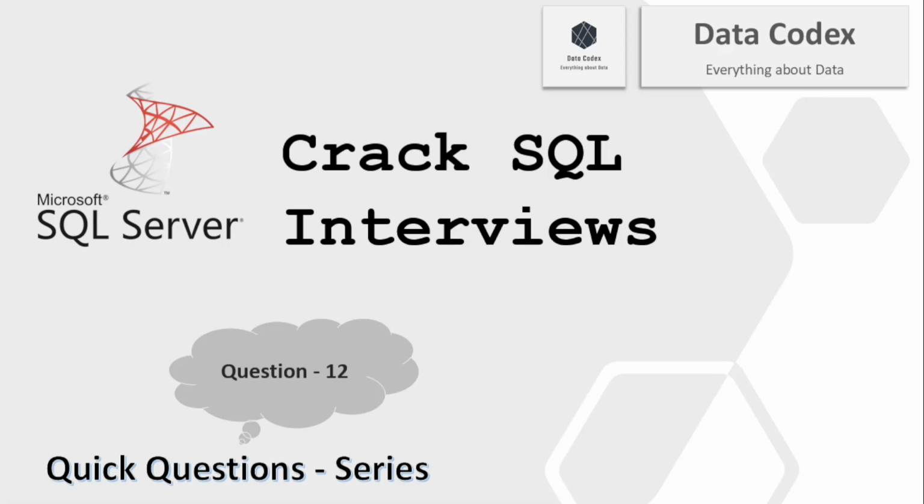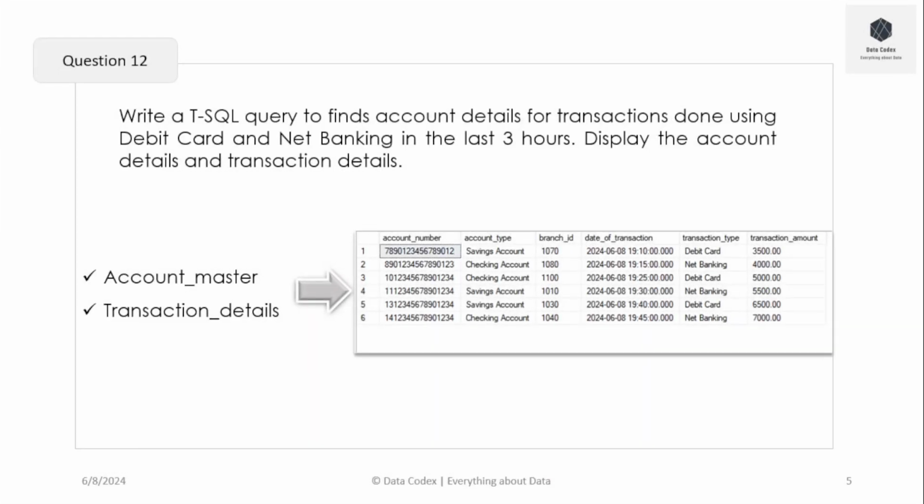So let us see the question we got for today. Here we have two tables associated with this question. One is the account master and the other is the transaction details table. The account master contains all the information about the account details, and the transaction table contains the information about the transactions that happened with those accounts. We are going to calculate the result set as shown on the right hand side.